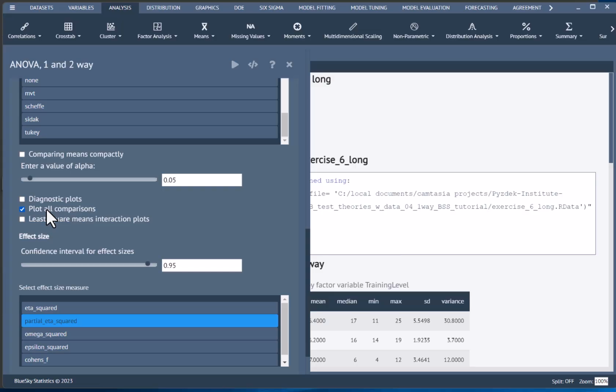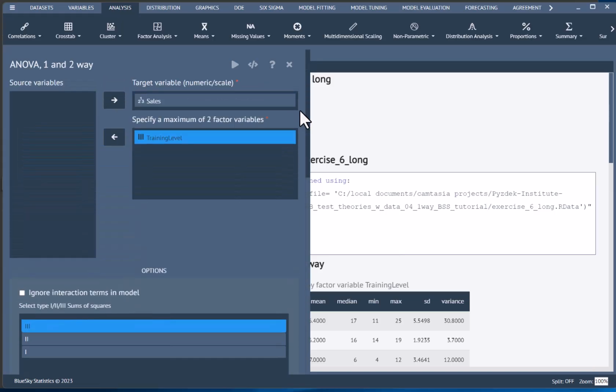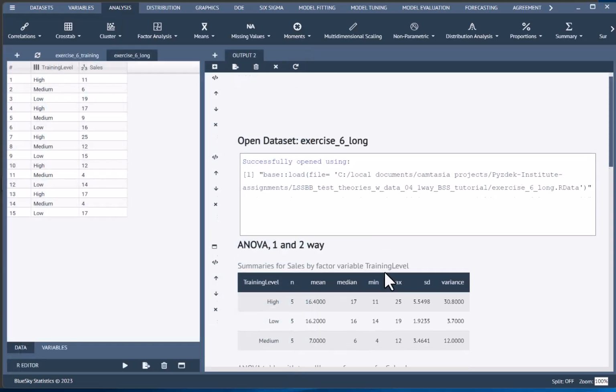What ANOVA does is it gives you a statistic that tells you if there is a difference between the different training levels. We don't want to know if there is a difference. We want to know which difference. So we want both. By which difference, I mean comparing high to low, high to medium, and medium to low. We want all those comparisons. So we execute the dialog box, and BlueSky does the analysis.